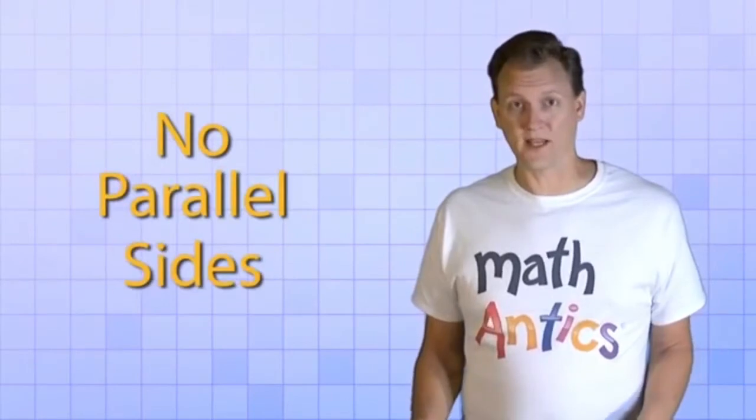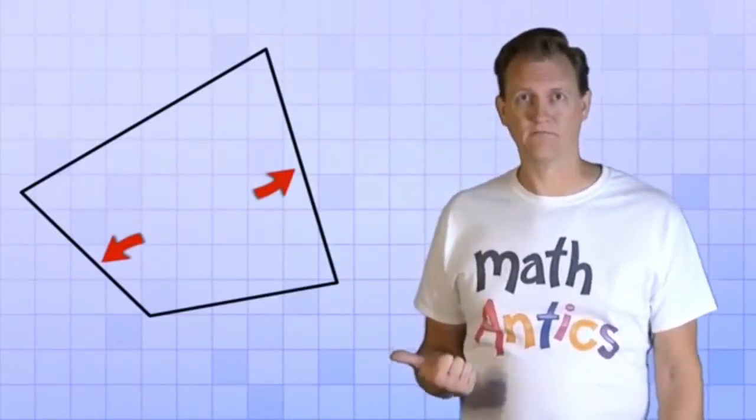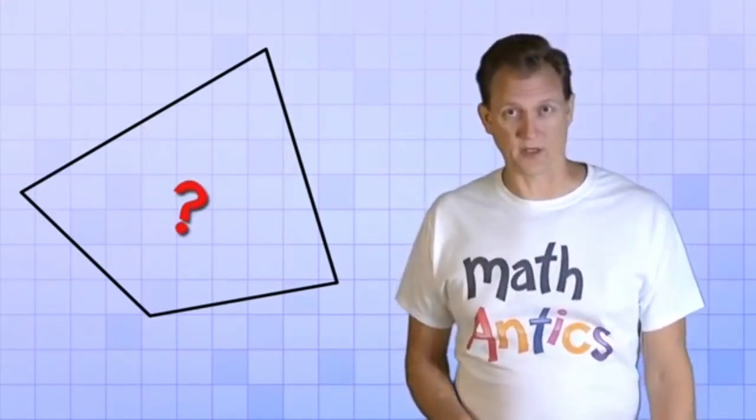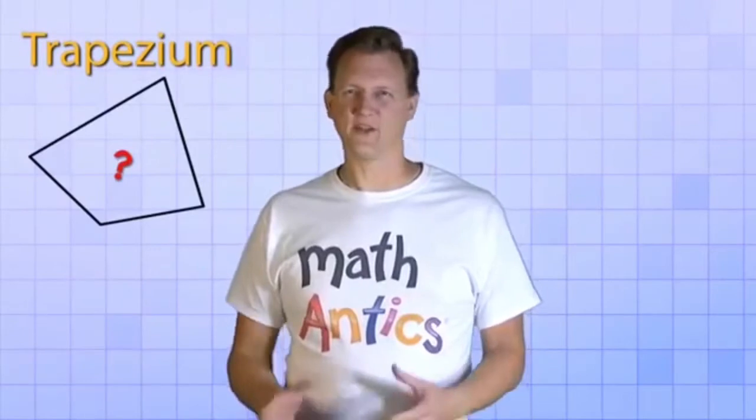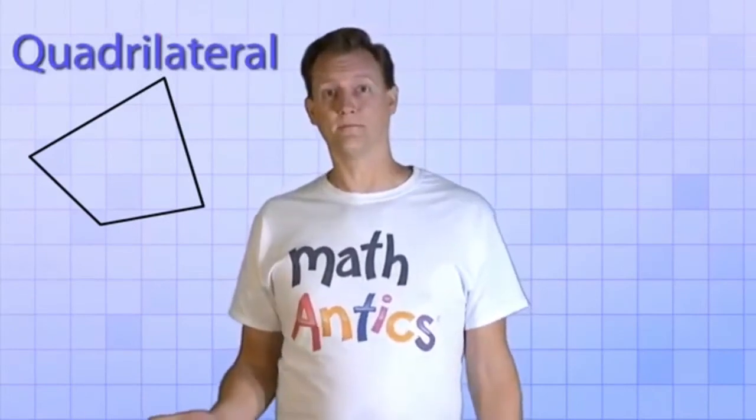Alright then, what about quadrilaterals that have no parallel sides at all, like this one? These opposite sides are not parallel, and these opposite sides aren't parallel either. So what do we call this kind of polygon? We're going to call a quadrilateral that has no parallel sides a trapezium. We don't think it needs a special name, so we're just going to call it a quadrilateral.